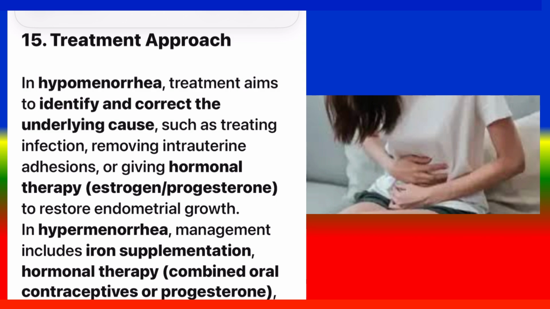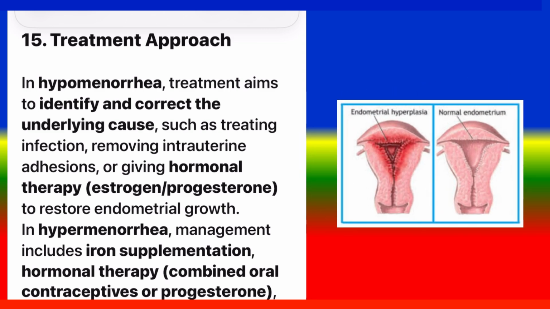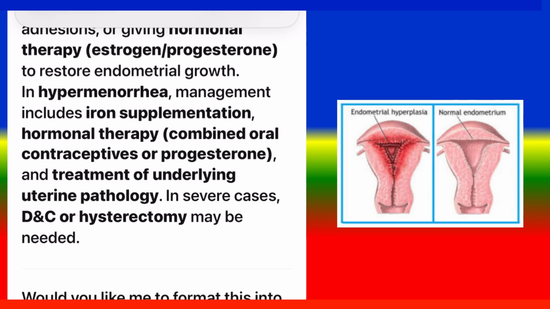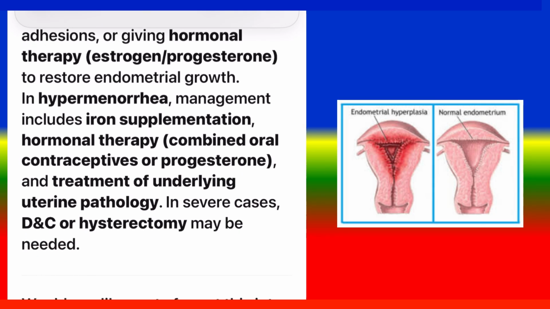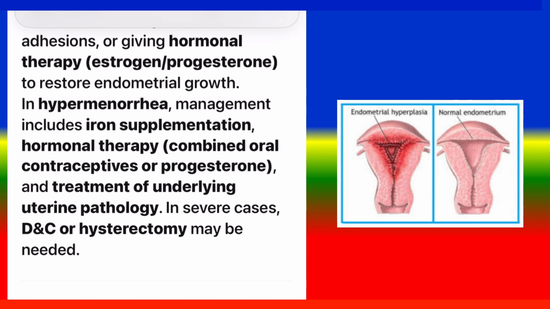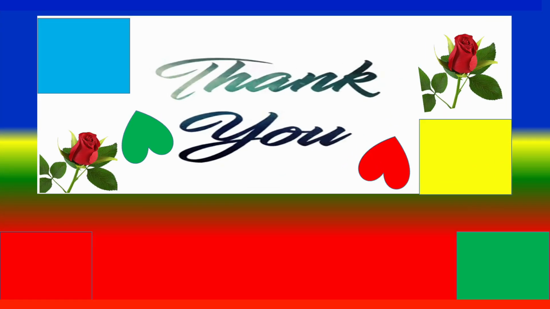15. Treatment approach. In hypomenorrhea, treatment aims to identify and correct the underlying cause, such as treating infection, removing intrauterine adhesions, or giving hormonal therapy, estrogen, progesterone, to restore endometrial growth. In hypermenorrhea, management includes iron supplementation, hormonal therapy, combined oral contraceptives or progesterone, and treatment of underlying uterine pathology. In severe cases, D&C or hysterectomy may be needed.